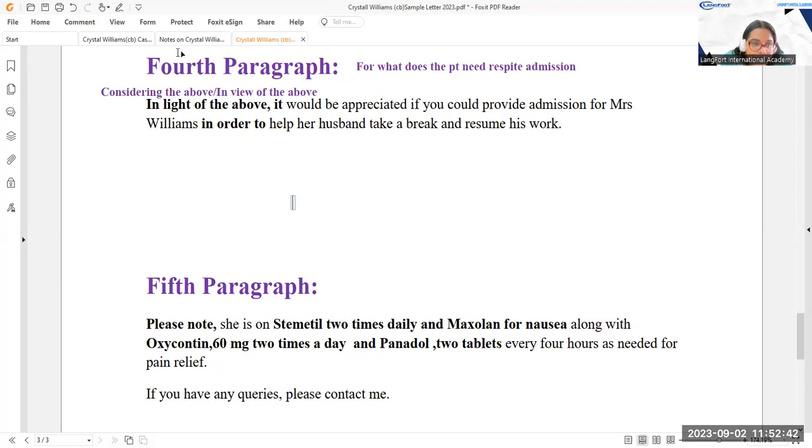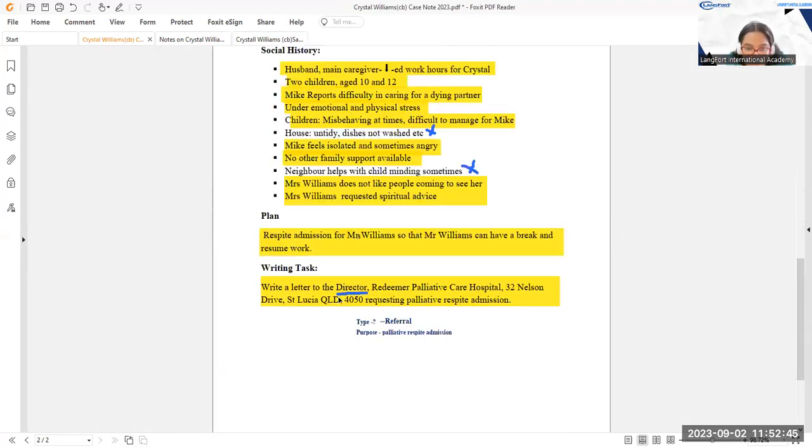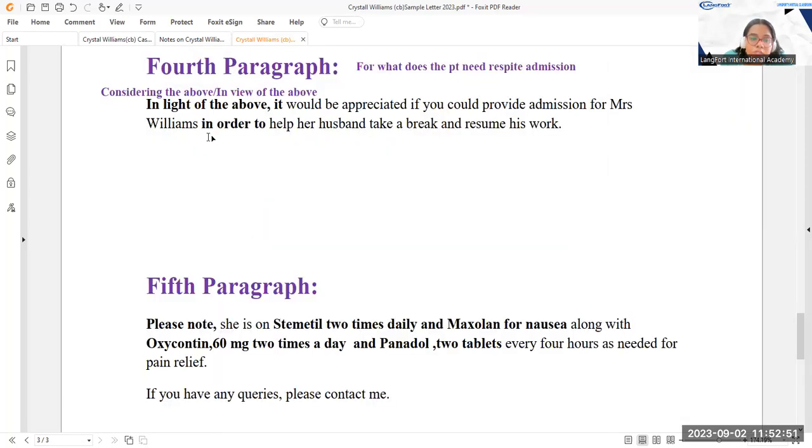If you see here, they have used so that Mr. Williams can have a break. But here I used in order to, or you can use for, in order to help her husband take a break and resume work, or you can say for helping her husband, admission for Mrs.